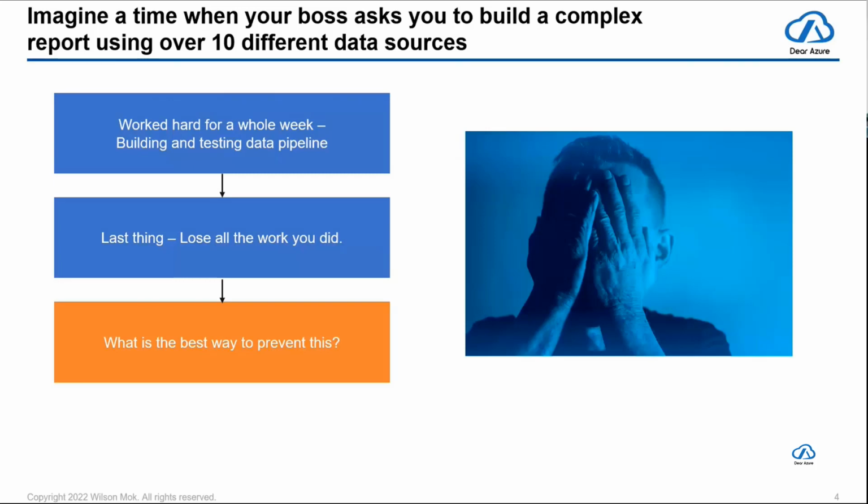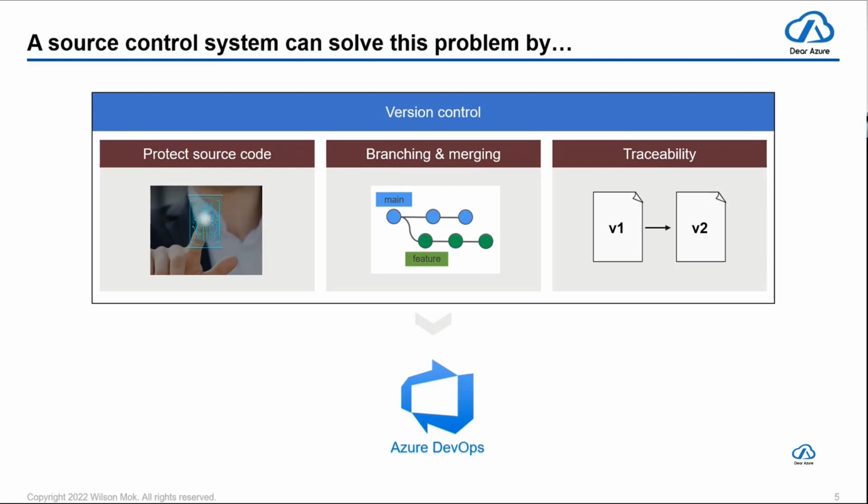You work really hard for the whole week to implement this data pipeline, and the last thing you really want is to lose all this work you did. So we need a better way to prevent this from happening. And the best method to solve this problem is to use a source control or version control system.